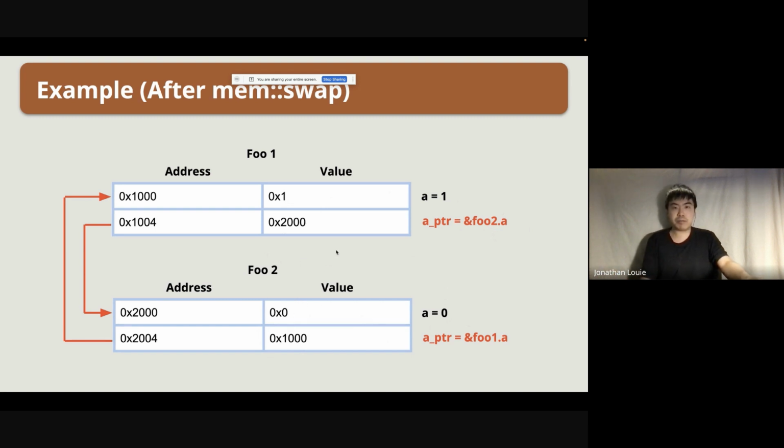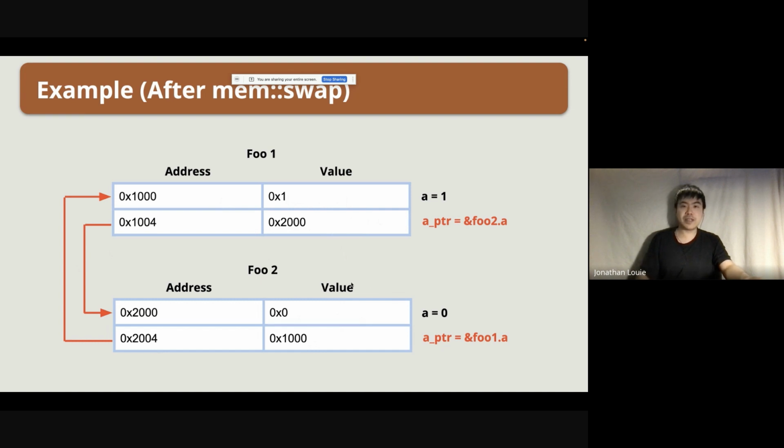When we look at the values here, we see that a equals 1, so far so good. But we look at the value here and we realize that, hey, wait, the address this pointer is using is actually pointing at the other struct now, and vice versa. Foo2 now has a pointer back to foo1. If we wanted these structs to be self-referential, then swapping these two in memory has now caused a problem, because now we have pointers pointing in the wrong places.